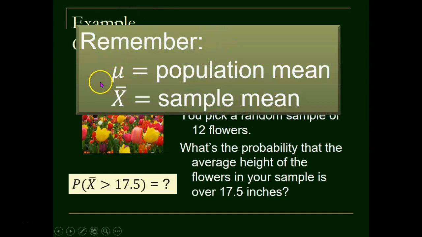Now remember the symbols we use. We use this Greek letter mu to stand for the population mean. And we use an X with a line over it, X bar, to stand for a sample mean. So mu would be the mean of the heights of all the flowers in the whole meadow. And X bar would be the mean of just those 12 flowers that you selected.